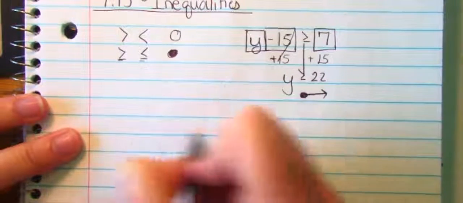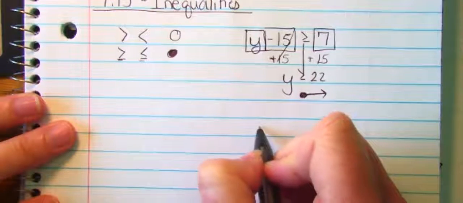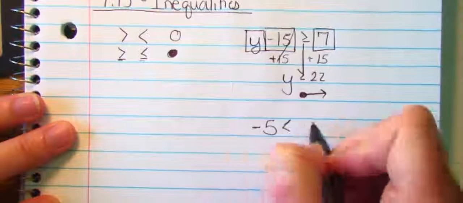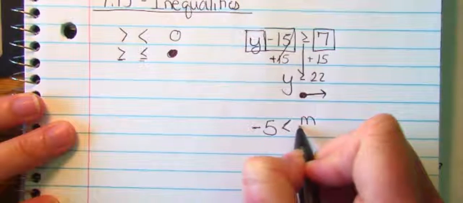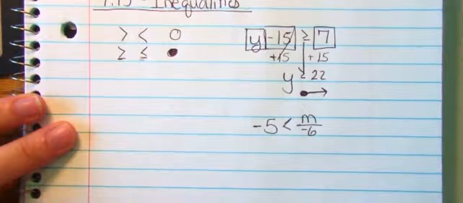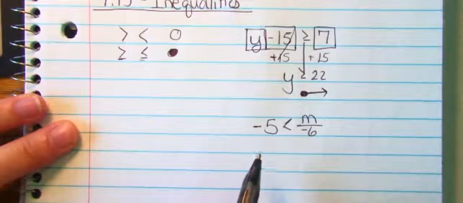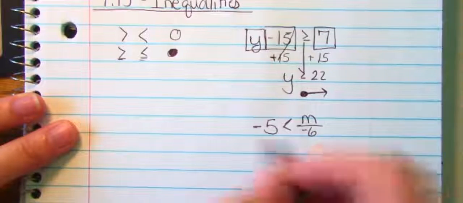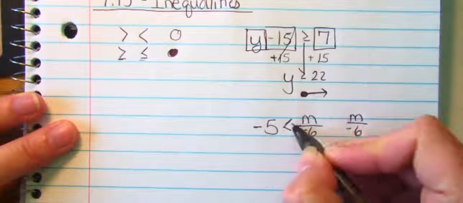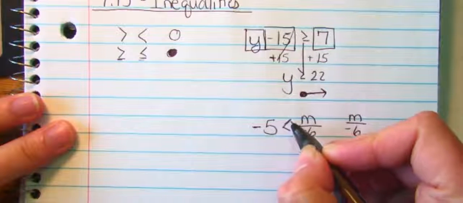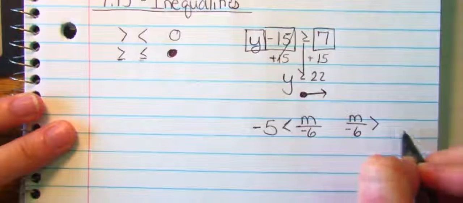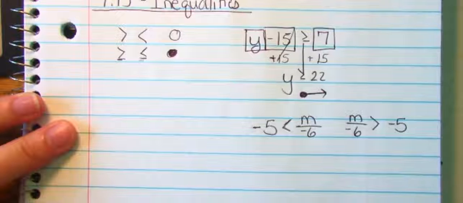Now sometimes they're written a little bit different. Sometimes we have stuff like this. We have negative 5 less than m over negative 6. Now some of you, I know it doesn't bother that these are written backwards. I'm someone that likes my variable on the right hand side, so I'm going to rewrite this. M divided by negative 6. When I rewrite it, I have to make sure, see how the bigger side is towards the m? I have to make sure the bigger side's toward the m. And then a negative 5.